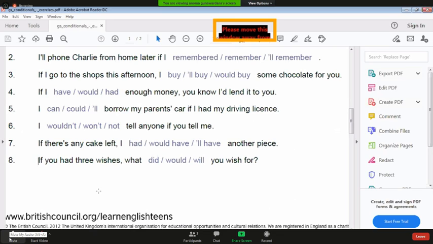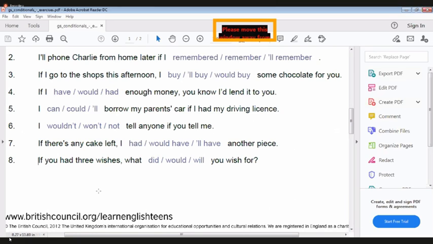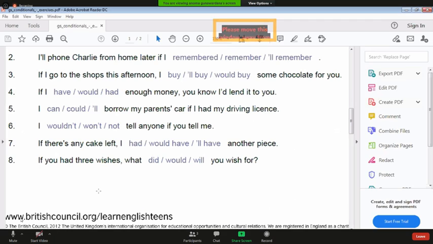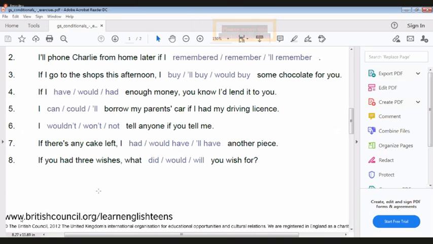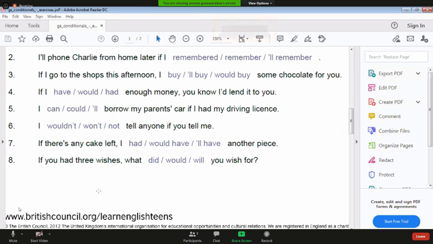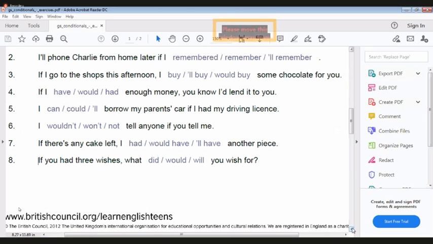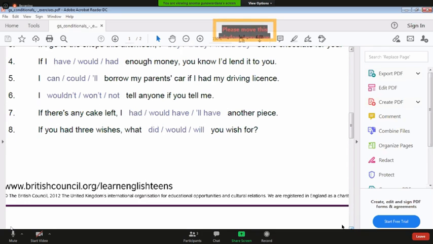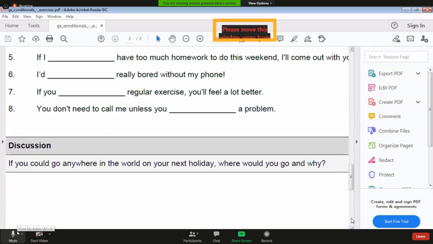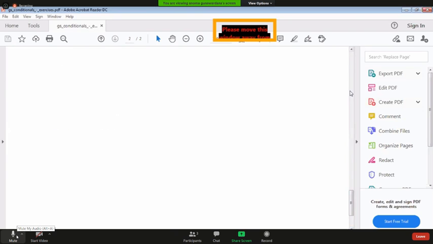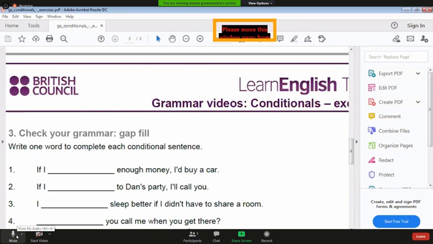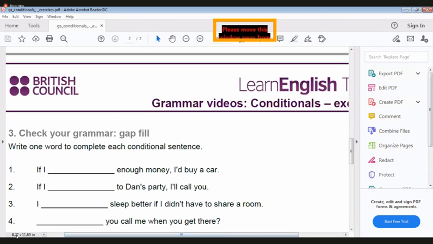Okay, Himansa? What would you wish for if you had three wishes? Something like that. Okay, so something that is not going to happen. Good. So there are more exercises. We'll do them later if we have time. Otherwise, you will get them as homework.